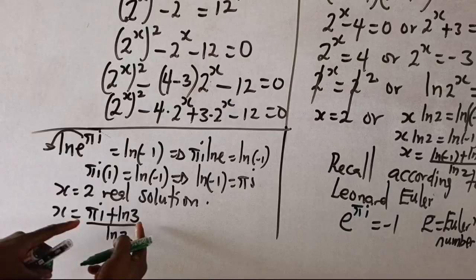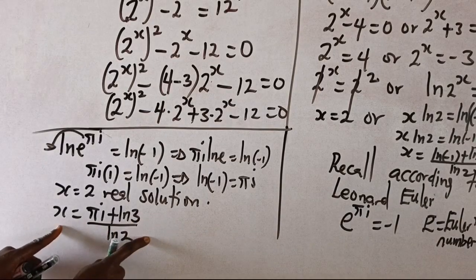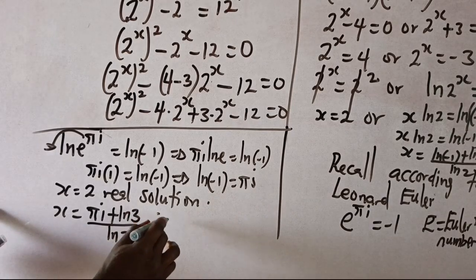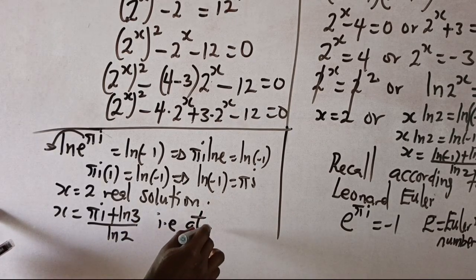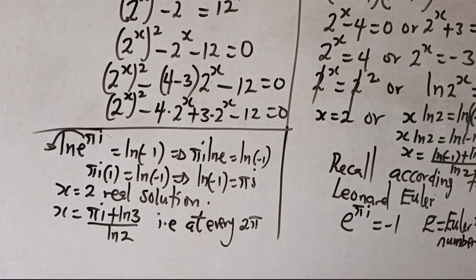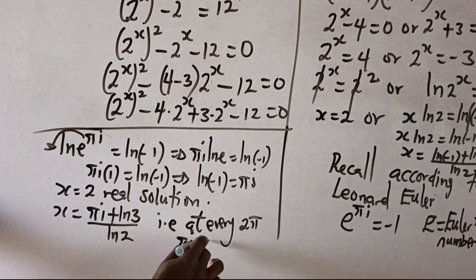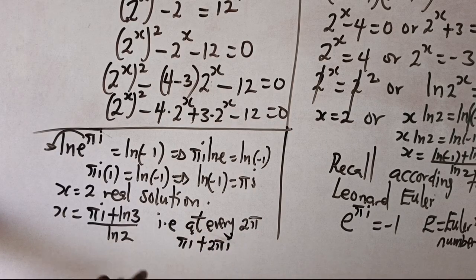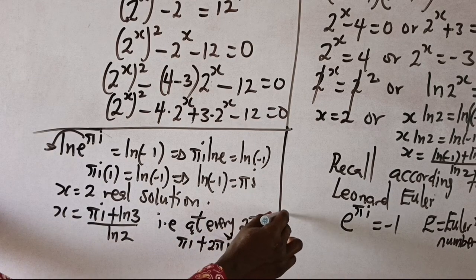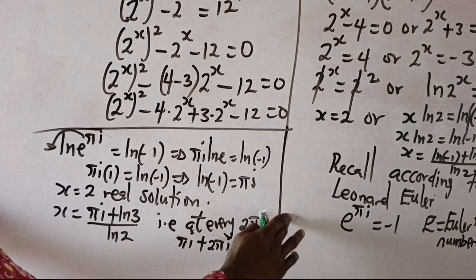But this has many solutions, because we are in the complex world now. At every 2 pi, we have another angle which is equivalent. So by adding 2 pi i to pi i, at every k, we are going to have the same result. When you have an angle of 20 degrees and you add 360 degrees to it, when you evaluate any trig ratio, you must have the same result.